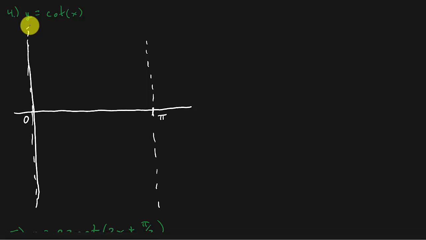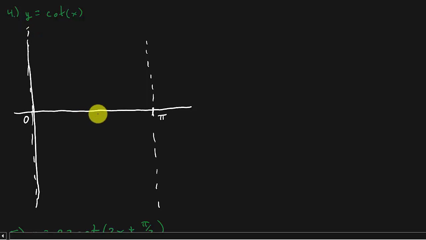Now, I have to split this up into 4 equal intervals. So I need the midpoint here. So that's going to be 0 plus pi, which is equal to pi. And then I half it, which is pi over 2.